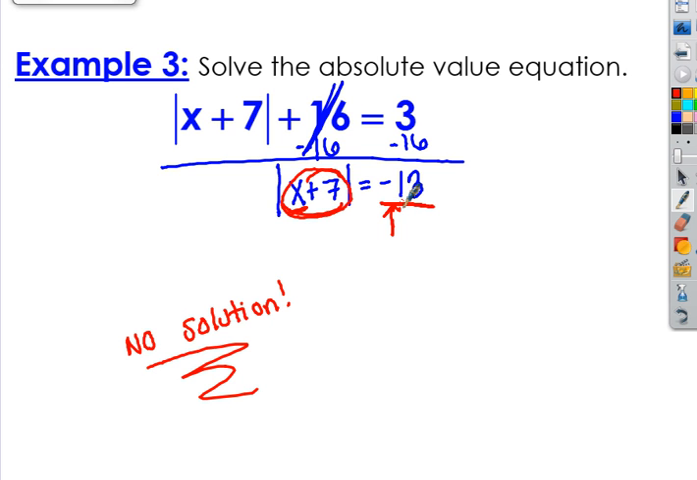It's completely impossible. So anytime you end up with absolute value bars equal to a negative, it's no solution, because you can't let that happen. Absolute value bars are positive because they're the distance from 0.